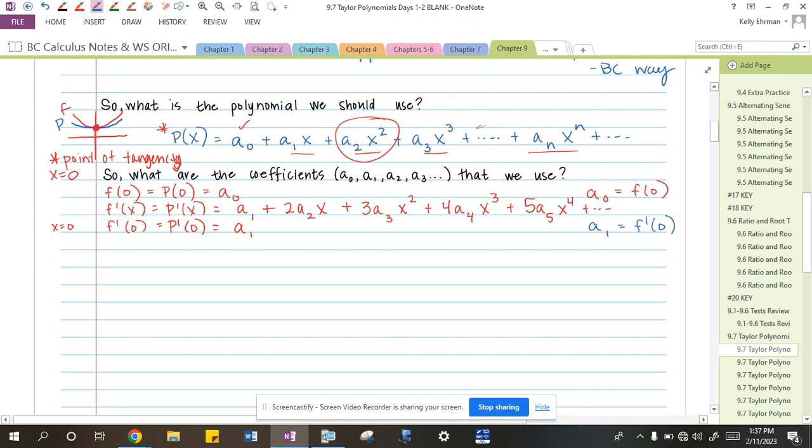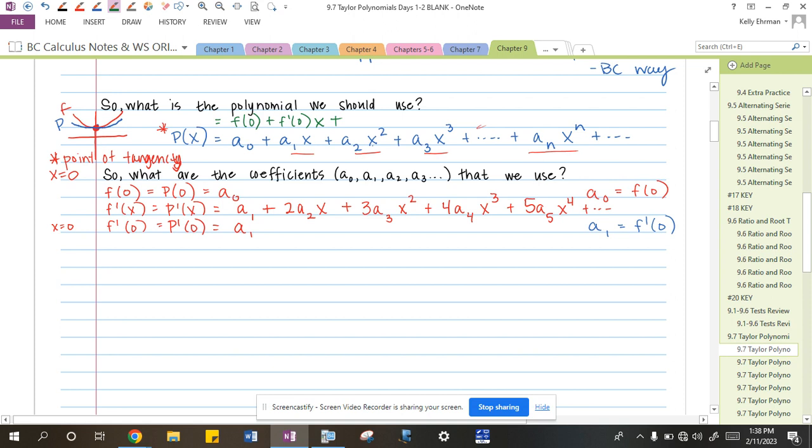So remember what we're trying to do. We're trying to figure out a formula for what this p of x is supposed to be equal to so that it hugs f of x nicely. So far, we have some more information. We have that the constant will be whatever f of 0 is, because we'll have some f of x that we can plug into at the point of tangency. We know that value. And now we know that this a1 is f prime of 0 times x. Okay, so what about a2?